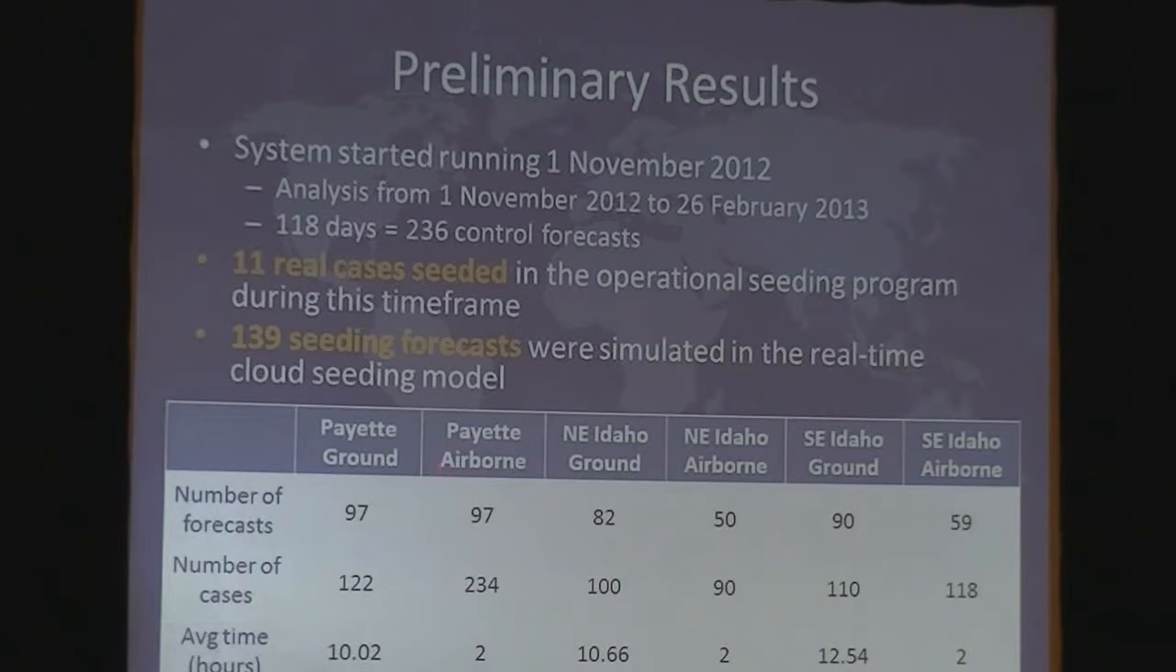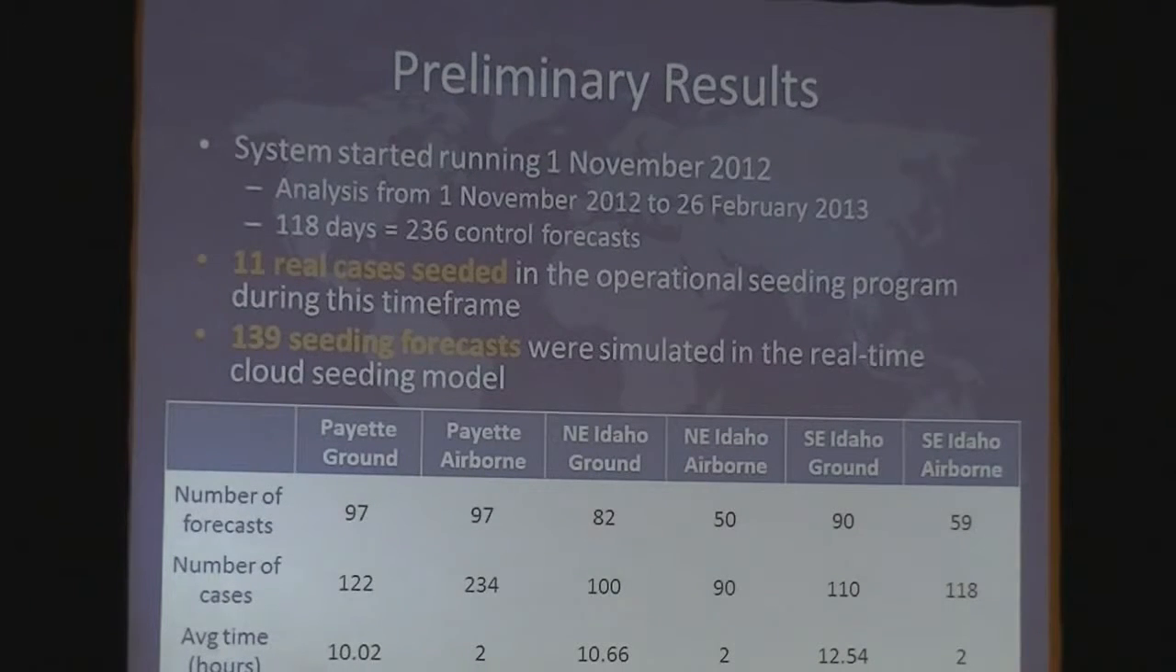Right now, you can see, especially for Payette, we've got a lot of seeding flights being called. Our algorithm also does not have any limit to the number of seeding flights that are called in a given 24-hour period. That's probably not realistic. We've talked with Idaho Power about refining that in a future iteration of the algorithm to make it a little bit more sophisticated, so that we're not telling the pilots to go up and fly 4 or 5 times a day, and instead trying to choose maybe the best 1 or 2 cases.